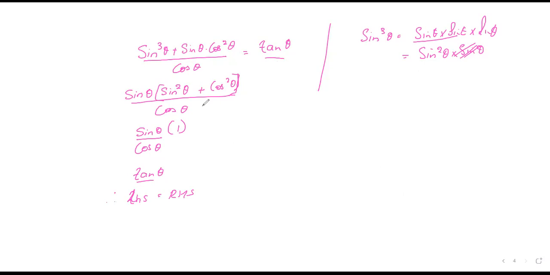The next one will be this one here: sine to the fourth power theta minus cos to the fourth power theta is equal to 2 sine squared theta minus 1.